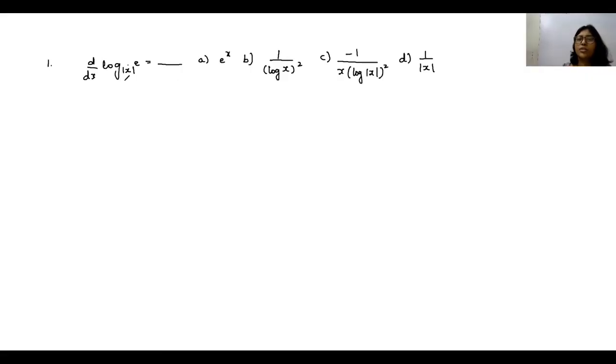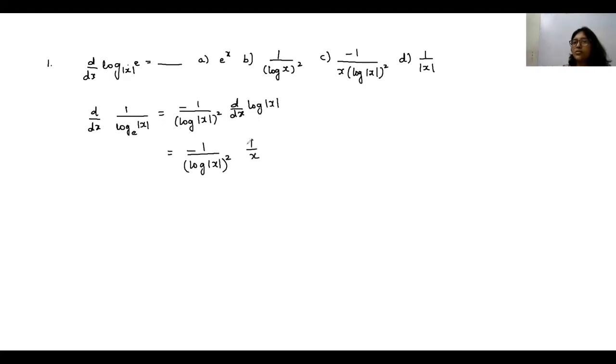Here we are with the first question, and it is log_e to the base modulus x. If the base is e, it's easier to solve this, so we will change the base by taking it in the denominator: 1 upon log modulus x to the base e. So the derivative of 1 upon any term is minus 1 upon log modulus x, the whole square, and applying the chain rule, d by dx of log modulus x. And the derivative of log modulus x is 1 upon x. So the answer is minus 1 upon x (log modulus x) the whole square.